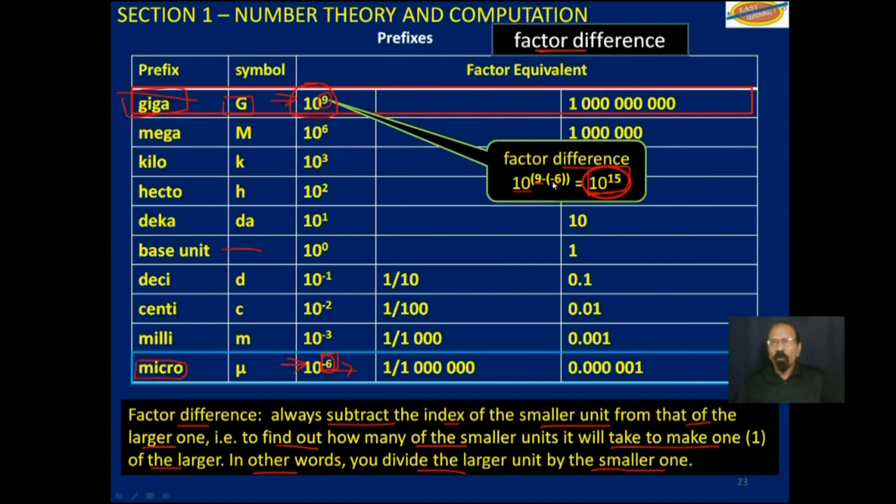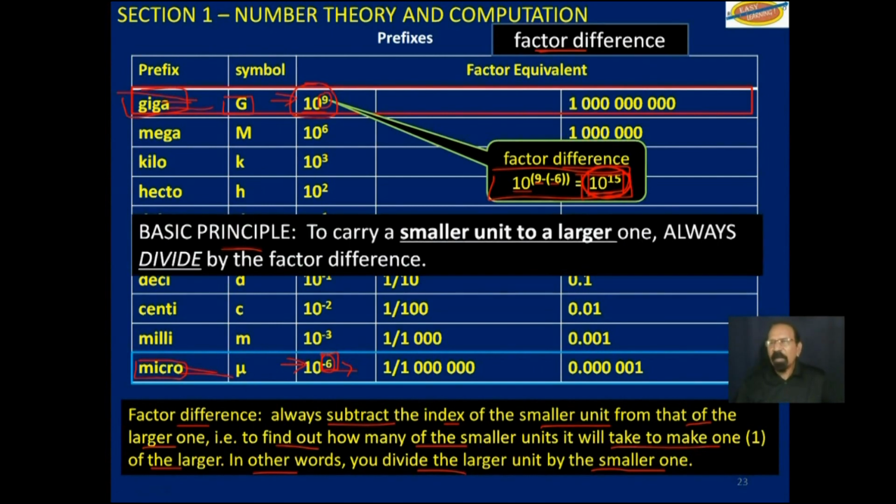So in effect, what we just did here, this 10 to the 15, is we divide 10 to the 9th by 10 to the negative 6, and we get 10 to the 15. That is our factor difference if we are going from giga to micro or micro to giga. Now, the basic principle: to carry a smaller unit to a larger one, you would always divide by the factor difference.